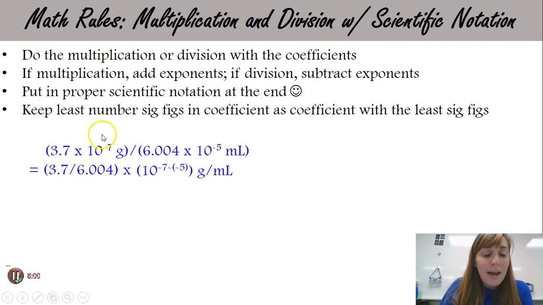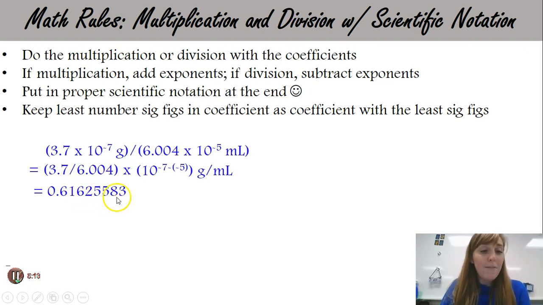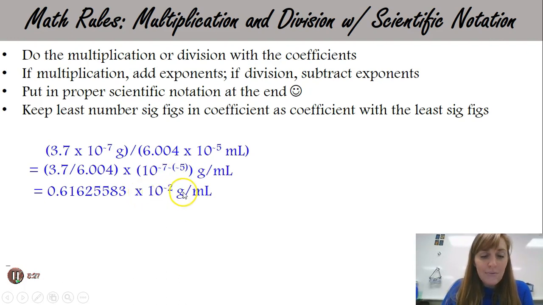And then I have my exponent side, so 10 to the negative 7th. And then since I'm dividing, I'm technically subtracting my second exponent. I just do this math as shown. So this is going to give us 0.61625583. If I have negative 7 minus negative 5, then this is like adding 5. So negative 7 plus 5. So that's 10 to the negative 2.